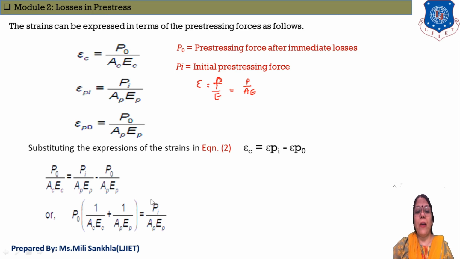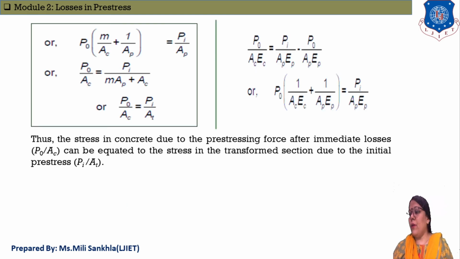Now simplify this equation. Shift P0 divided by Ap into Ep from the right to the left side, and this term will be positive. After that, take P0, the prestressing force after immediate losses, common. Now finally our equation is like this. I am writing down the equation, just wait. What will happen here?